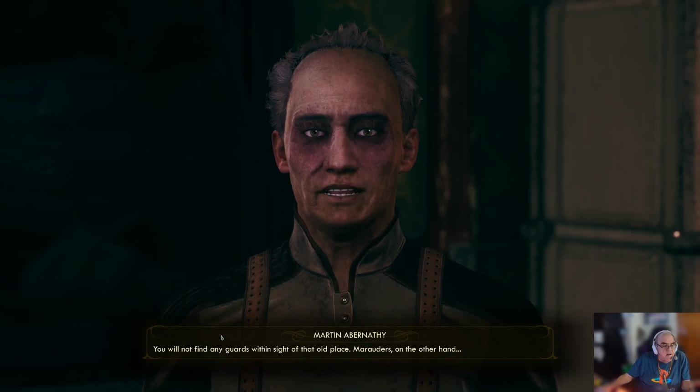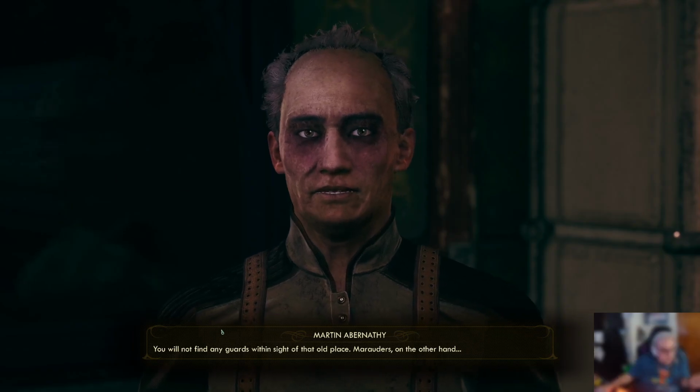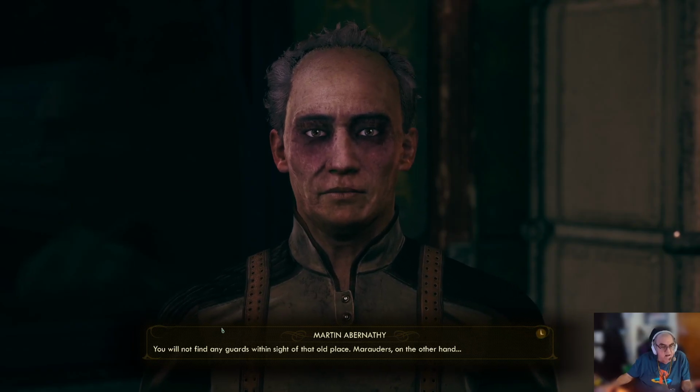You will not find any guards within sight of that old place. Marauders, on the other hand.